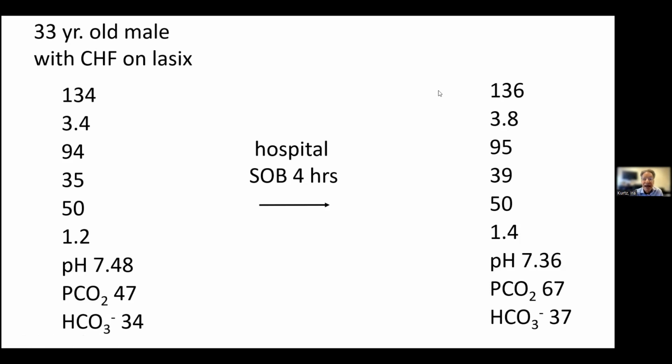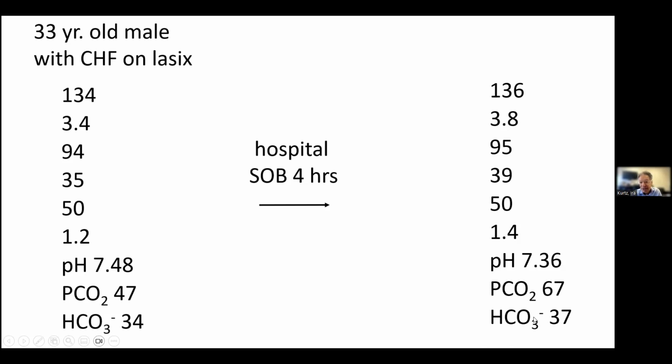Okay, and now the patient was in the hospital for 4 hours and developed shortness of breath, and 4 hours later, these are the new numbers. So what you see here now is that the PCO2 has gone from 47 to 67, and the bicarbonate went from 34 to 37. So the bicarbonate's up further, so this is either due to a worsening metabolic alkalosis or acute or chronic respiratory acidosis.